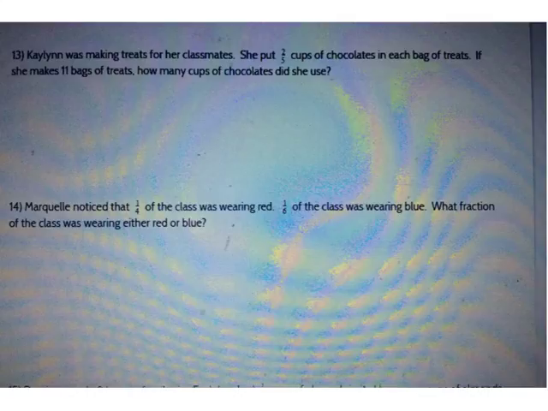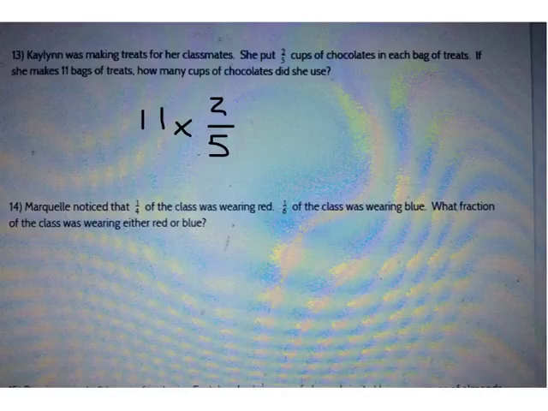Let's do another. Kaylin was making treats for her classmates. She put 2/5 cups of chocolates in each bag of treats. If she makes 11 bags, how many cups of chocolate did she use? What operation would I use to solve this problem? Here I'm multiplying 11 bags times 2/5 of cups of chocolate in each bag. Go ahead and solve that problem now. Write your answer as an improper fraction.